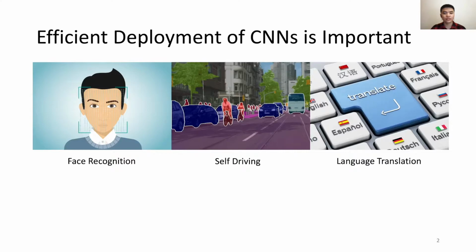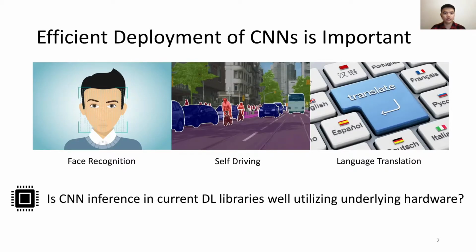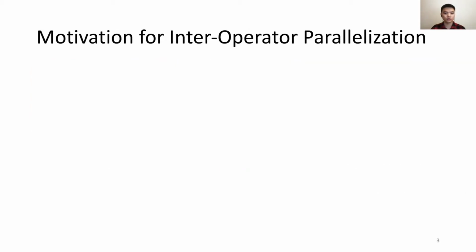CNN models are widely used in our daily life. It is important to efficiently deploy these models. However, is CNN inference in current deep learning libraries fully utilizing the underlying hardware? The answer is no. Let's first look at the trend in CNN design.